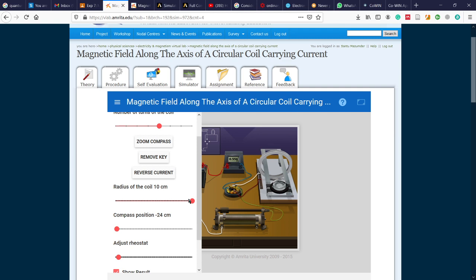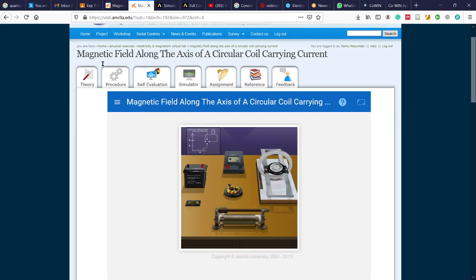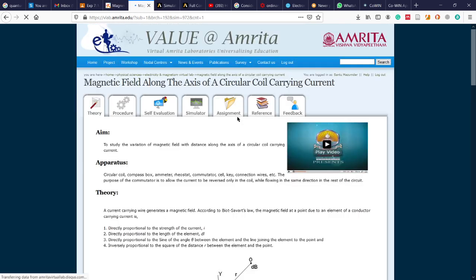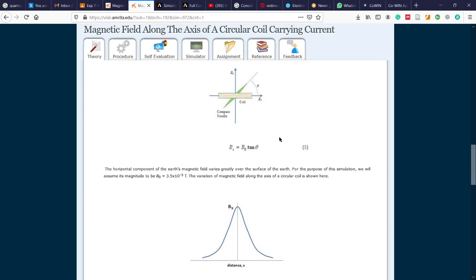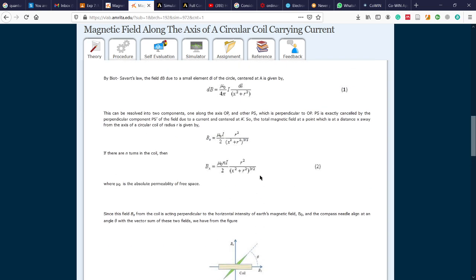Many people may face some problem, so there are two ways. One is, let's go to the theory part. Here we have equation number 3. This equation says that Bx equals B0 tan theta. If you have B0 known to you, which for this case is given as 3.5 into 10 to the power minus 5 Tesla, you can proceed with this equation.